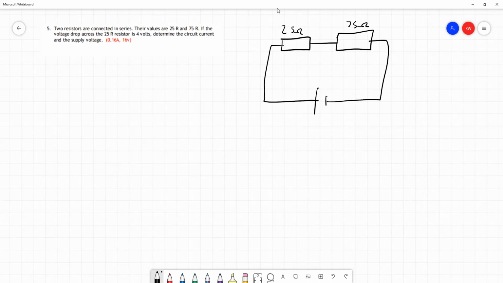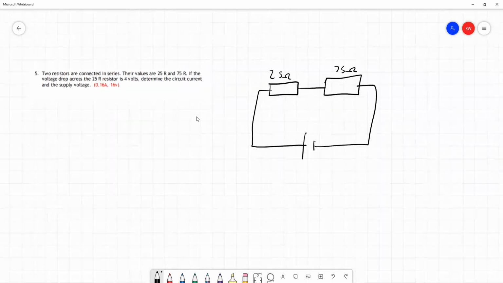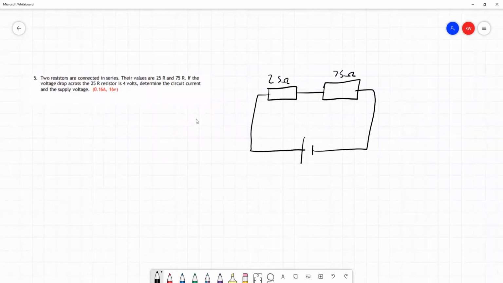So what information do we have? Well, we do have something. If you wanted to, you could draw a wee voltmeter in here to show this. I'll draw it in just for the sake of it. The voltage dropped across this resistor is 4 volts. And we've been asked to determine the circuit current and the supply voltage.